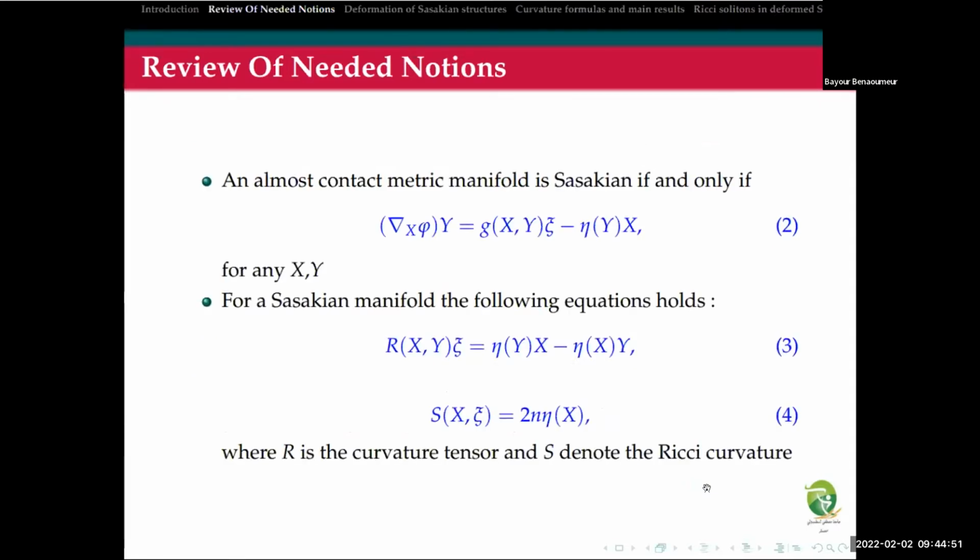A normal contact metric manifold is called a Sasakian manifold. It can be proved that a Sasakian manifold is K-contact, and that an almost contact metric manifold is Sasakian if and only if formula 2 is verified. For a Sasakian manifold, the following equations 3 and 4 hold, where R is the curvature tensor and S denotes the Ricci tensor.